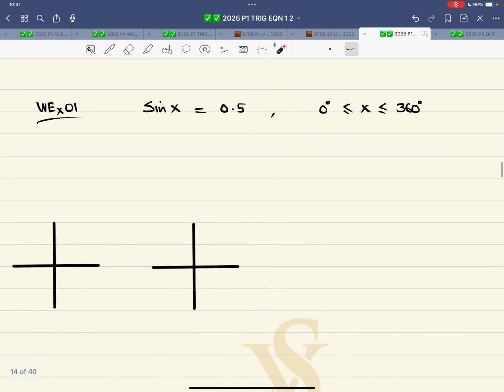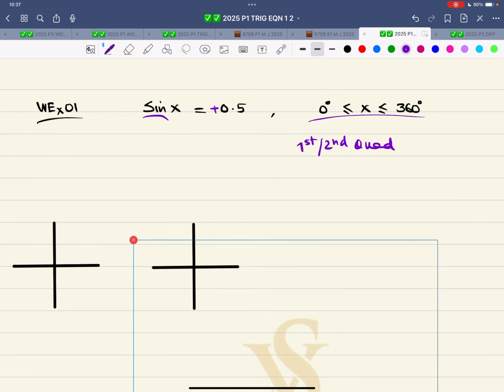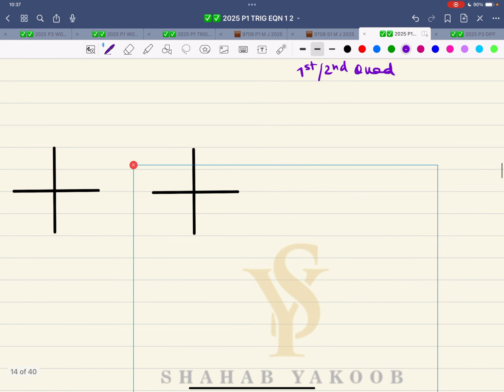Let's solve this question. And this is one of the very, very basic questions which I have solved many times, but there is a particular reason for it. So now we apply the 4-step method. That is, first thing, it's about the quadrants. So we are talking about first and second quadrant. Why are we talking about first and second? Because sine is positive in first and second quadrant. That is the first step.